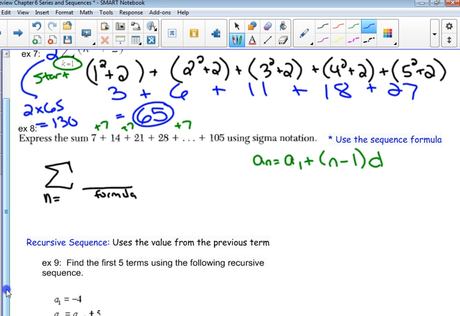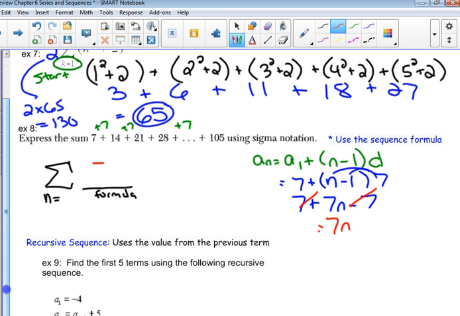Let's fill in some stuff. What's your a sub 1? Good. And then now your n. If we're making a formula, what do you keep n? N. Nice. And what was the d? 7. Great. Okay. The 7's are going to cancel, so we just get 7n. Now this is going to be your formula part. And it's going to help us with what's going on in here.